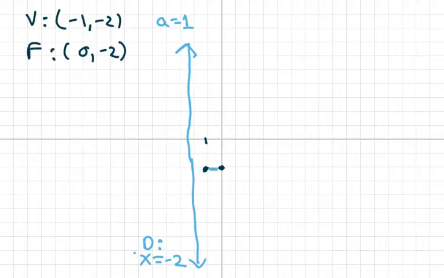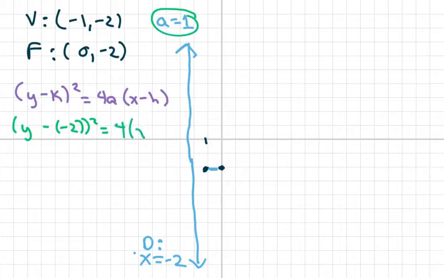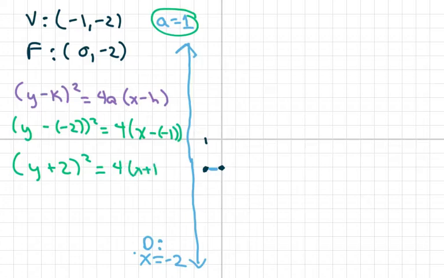And then I have to write my equation. Since I know it opens to the right, I'm going to use this equation: y minus k squared equals 4a times x minus h. I plug everything in. I get y minus a negative 2 squared equals 4a. My a is 1, so it's just going to be 4 times x minus a negative 1, which is y plus 2 squared equals 4 times x plus 1.